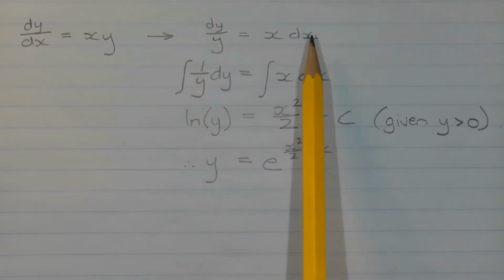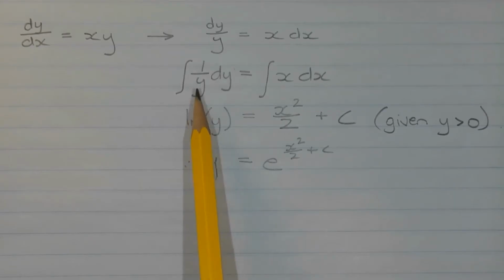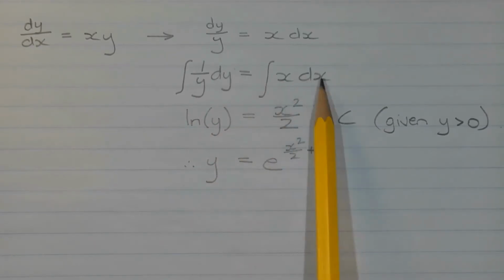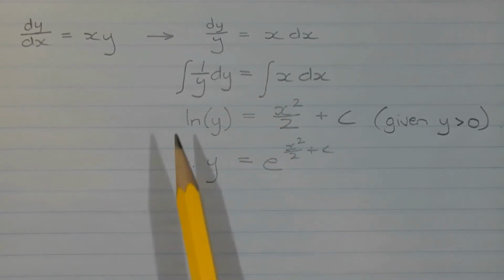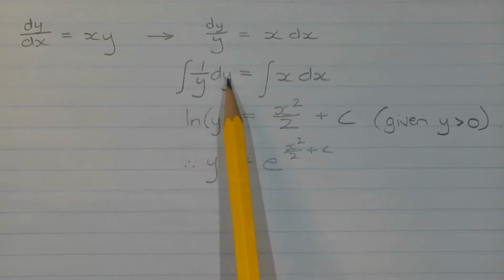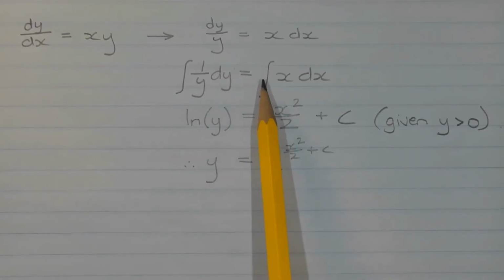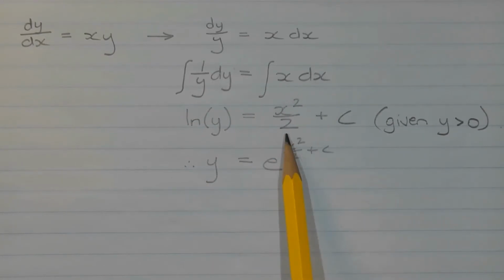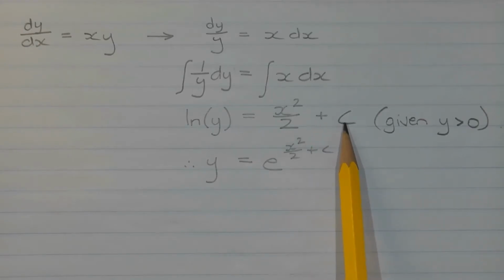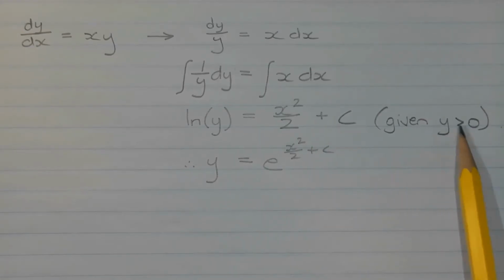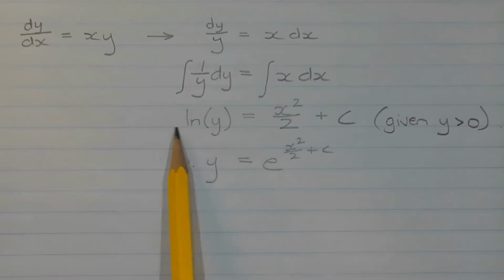Integrating both sides of this equation, we get the integral of 1 over y dy is equal to the integral of x dx. Now the integral of 1 over y dy is ln of y, and the integral of x dx is x squared over 2, and we need to add the constant of integration c. Now given that y is positive, we only have to consider one case. If we're not given the fact that y is positive, we'll have to consider two separate cases, ln of y and ln of negative y.